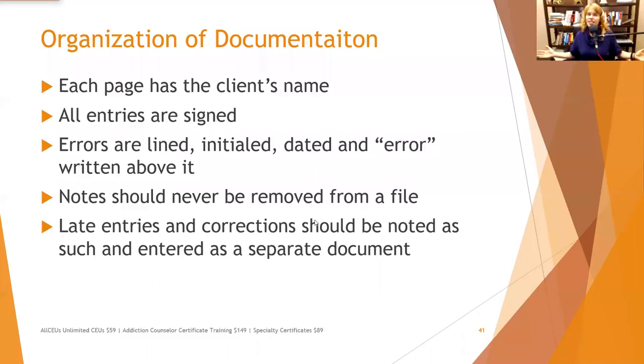Organization of documentation is going to vary a little bit between each agency, but each page has to have the client's name and some sort of identifying number. All entries must be signed. If you make an error in documentation, you line through it once. You don't scratch it out. You line through it once, initial it, date it, and write error above it. Notes of any sort should never be removed from a file. If you have late entries or corrections, they're put in as a separate document and noted as an addendum to the progress note from 2/1/18 or whatever.